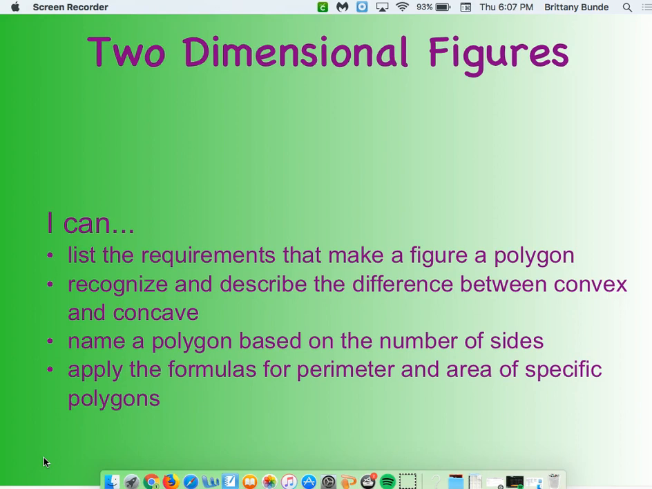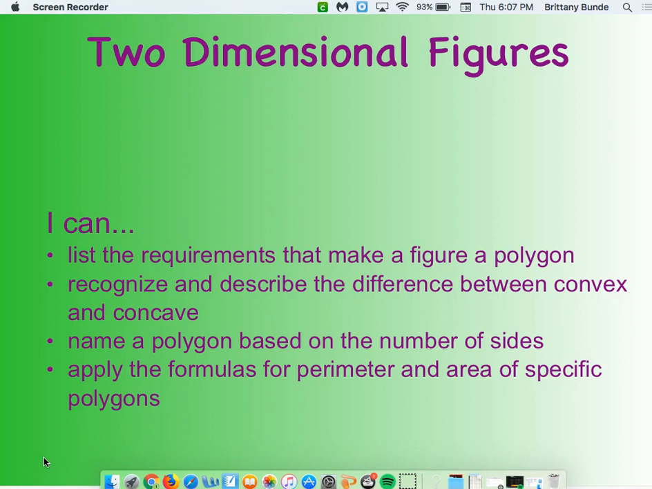I switched 1.5 and 1.6 around because I think 1.6 is easier to understand without me physically being in front of you instructing. So we'll just do this one instead, and then we'll pick back up with 1.5 tomorrow when I'm at school, okay? So today, the name of the game is polygons.